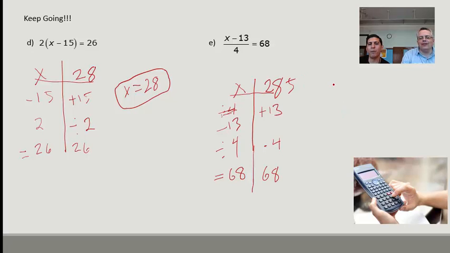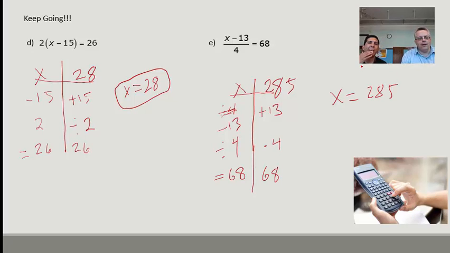285. And if you would check, you just plug back in for x, because this is the value of x. You would go 285 minus 13 divided by 4. You should get 68 on the other side. Yeah. Okay. And this is 285. All right. Two more examples.